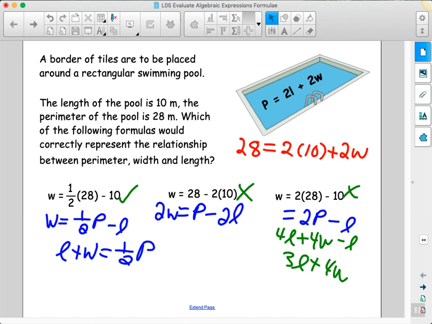Because we've just shown down here that 2 perimeters would be 4 L's and 4 W's. When I subtract this L, these two are like terms. 4L minus L is 3L, so I have 3L plus 4W. So this side is 3L plus 4W. That's not the same as W. All right, heading on to the next page.